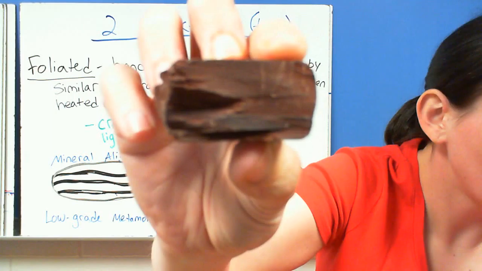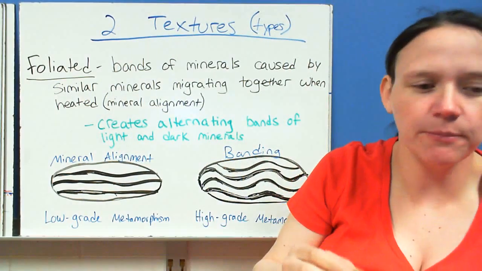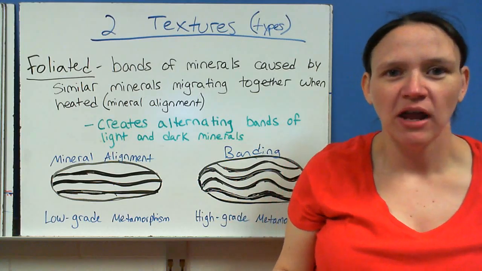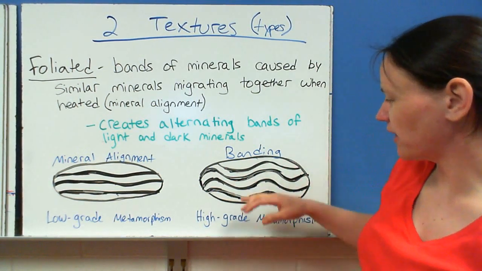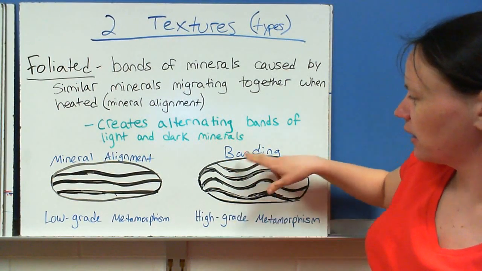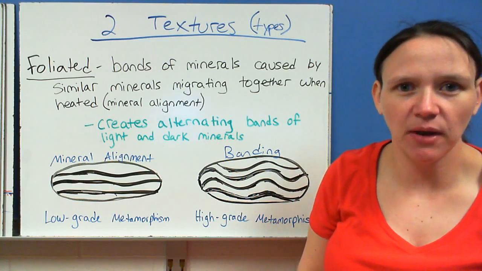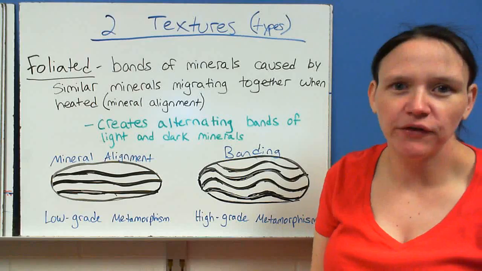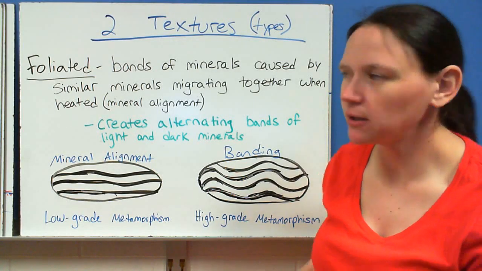Not really showing up too well there, but basically with mineral alignment the coloration isn't going to change as much as what you see with banding, where you've got that distinct light and dark, and it's very wavy. Okay, and again that has to do with the amount of metamorphism that occurred to that rock.